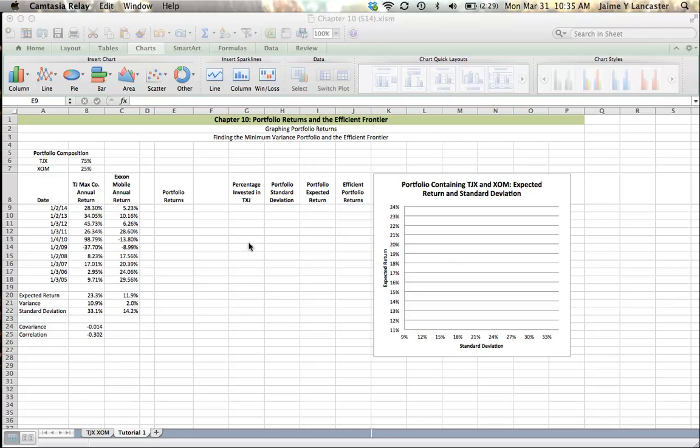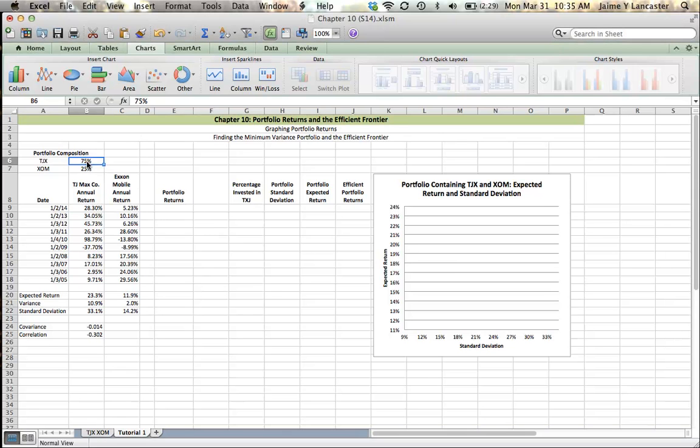So to start off here, I've got a portfolio of two companies, TJ Maxx and ExxonMobil. TJX is the ticker symbol for the TJ Maxx group of brands, and XOM is ExxonMobil. I also have dates from 2005 to 2014, and corresponding to each of those dates, I have the annual returns for both companies. We also have some statistics.